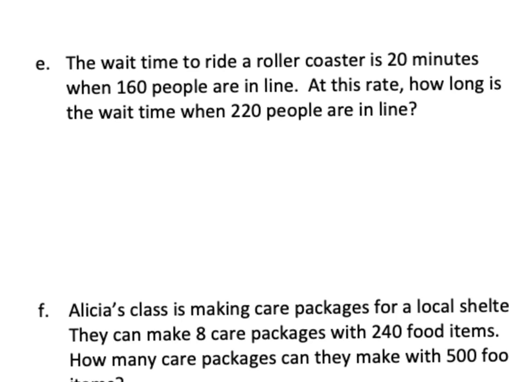So when you set up a proportion, you have to make sure that your units match on each side of the problem. So let's set it up like this. Let's put minutes on top and people on the bottom. Now, you could choose to put people on top and minutes on the bottom, but you would just have to make sure that you have the same thing on each side of the equal sign. All right, so let's write this out. The wait time to ride a roller coaster is 20 minutes when 160 people are in line. So I'm going to have my 20 minutes on top when 160 people are in line.